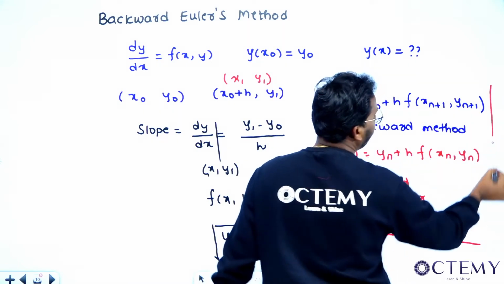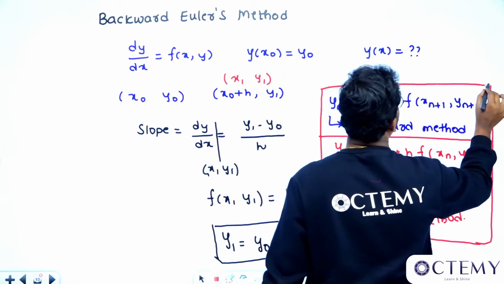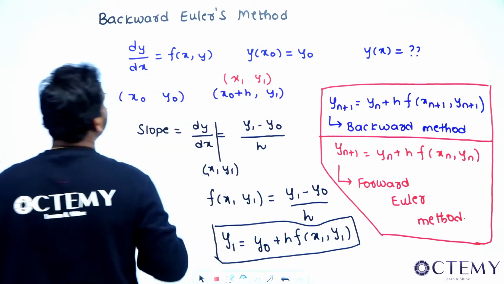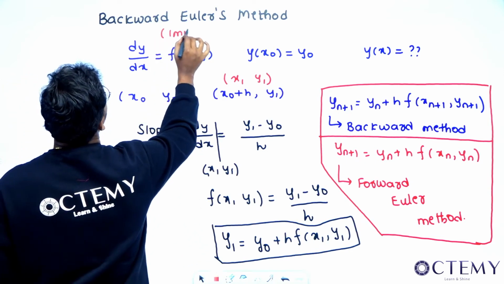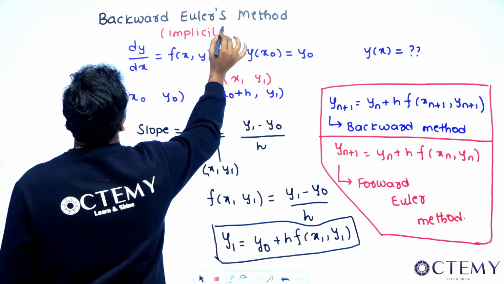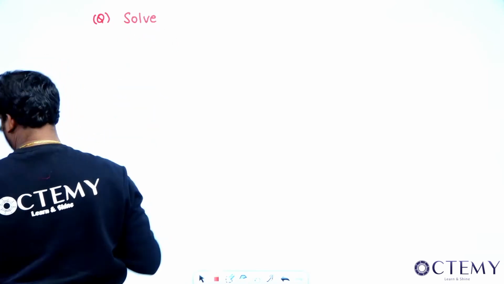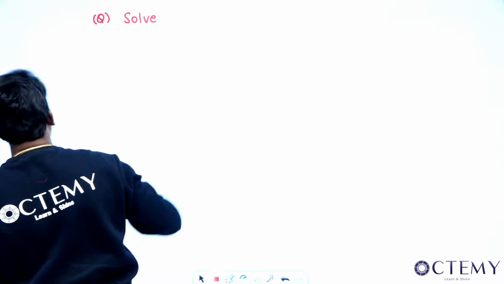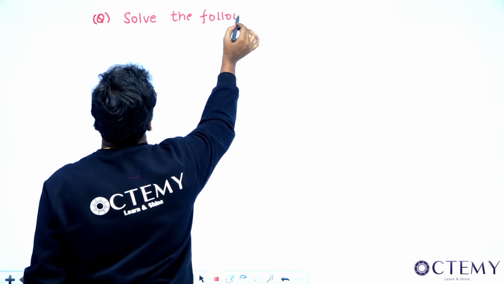So let us see how the questions can be solved using the backward method and forward method. Let me give you a small question on this, sir. This is also called the implicit method. Right. So let me take a textbook question, then we will take a previous year question also. So see, the question asked is like this. Say he is asking us to solve the following initial value problem.